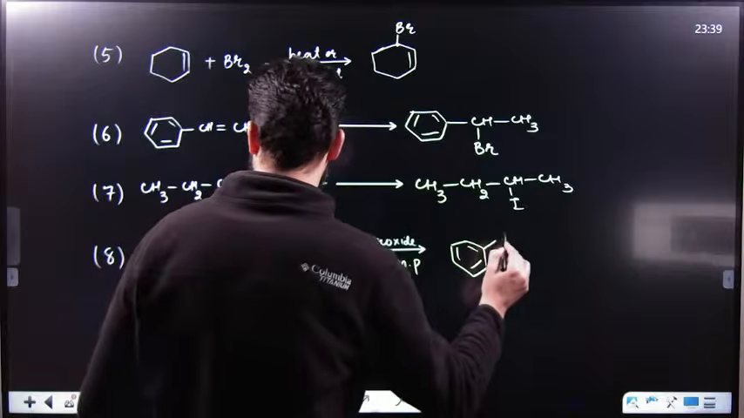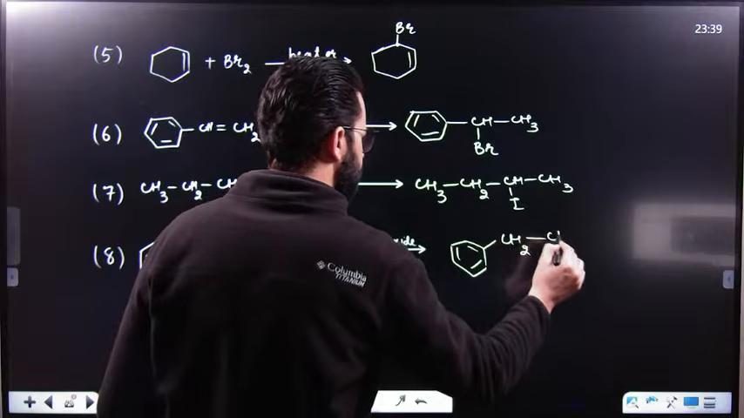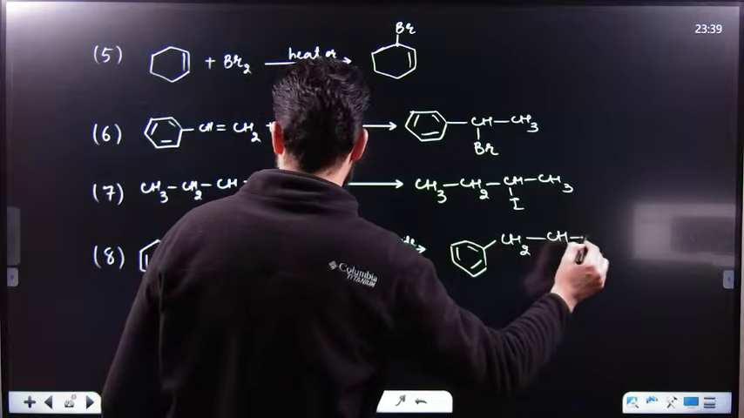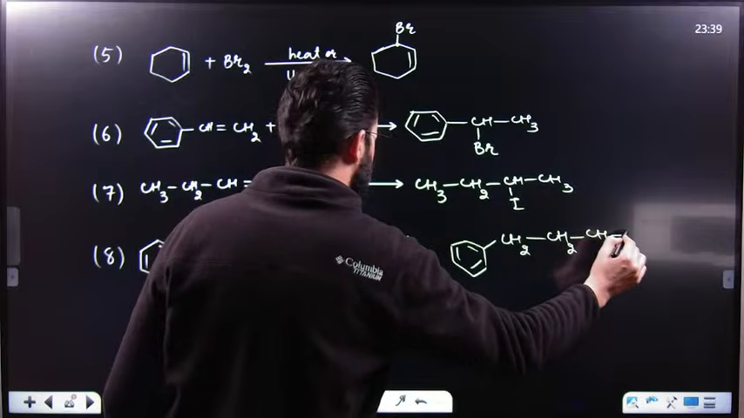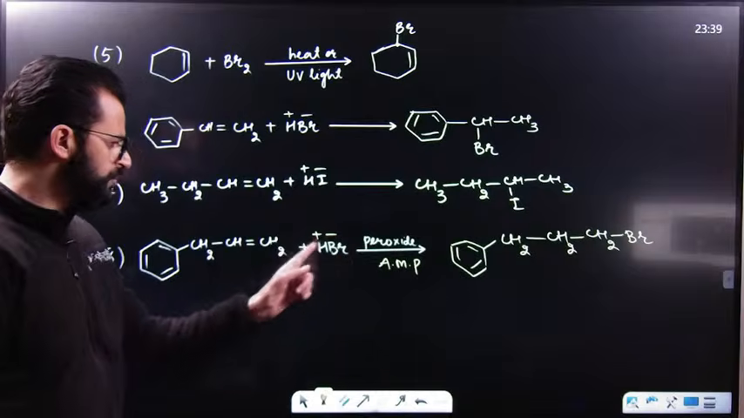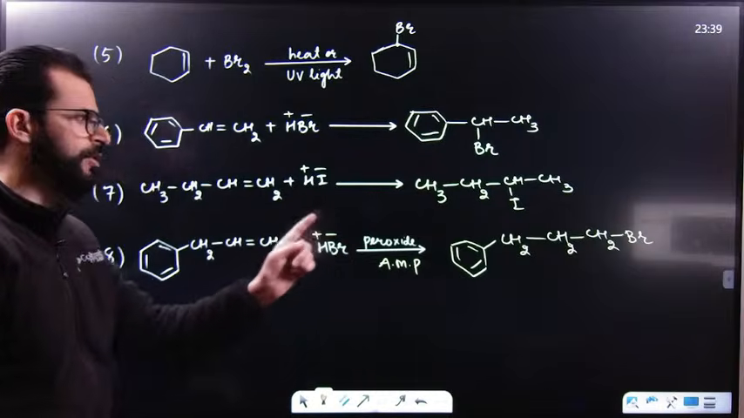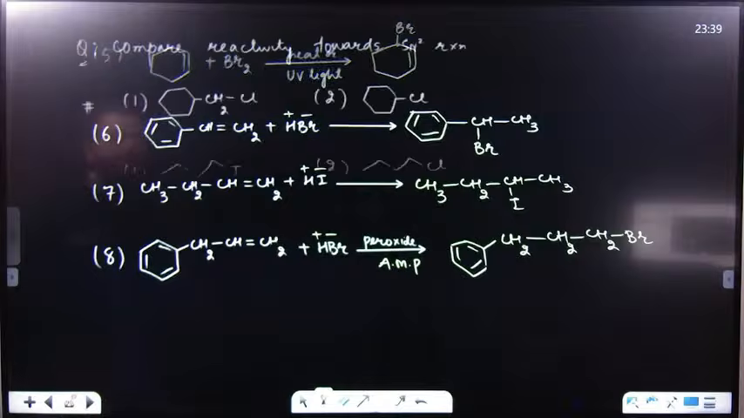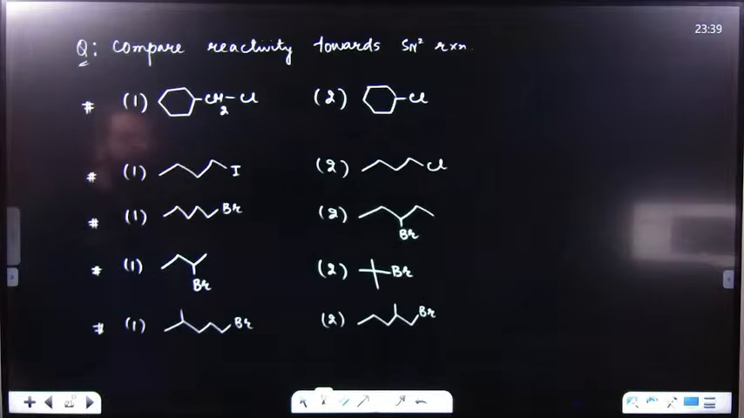You have to break the carbon-carbon double bond, and to this you have to add hydrogen, and to this you have to add bromine. That means the negative part goes to that carbon of the double bond which is having more number of hydrogens. Simple questions were there. Next, compare reactivity. Now have a look.